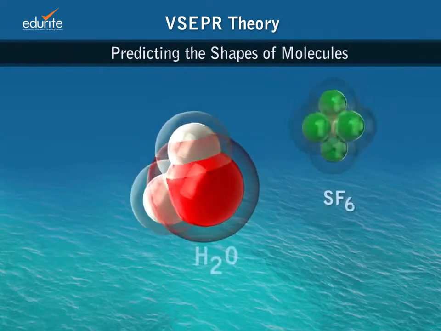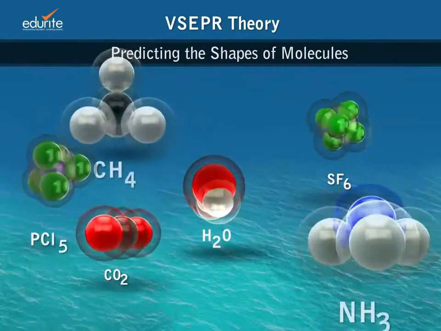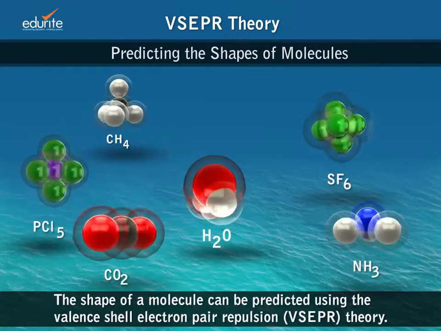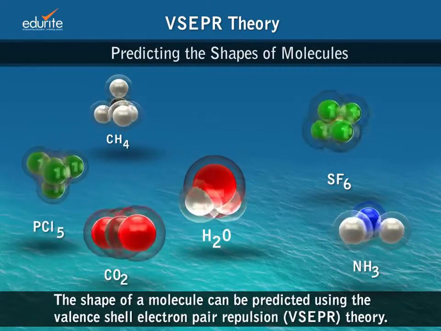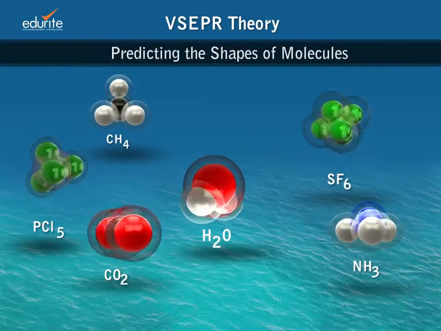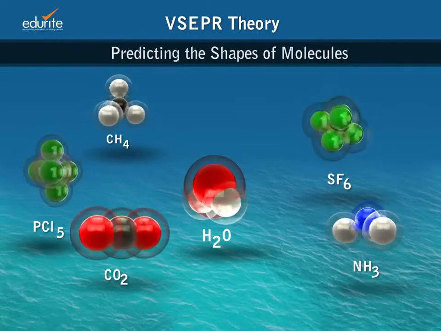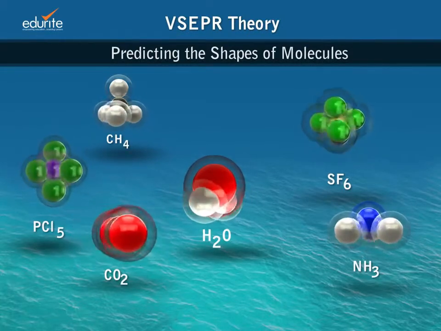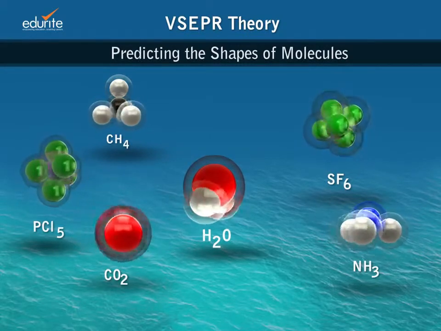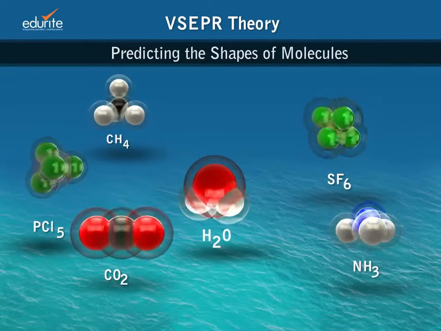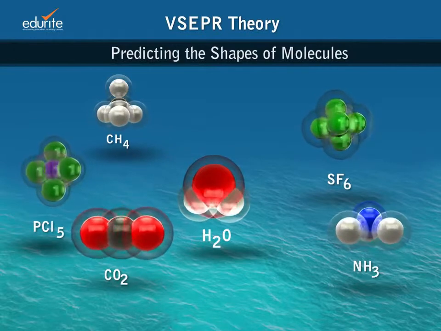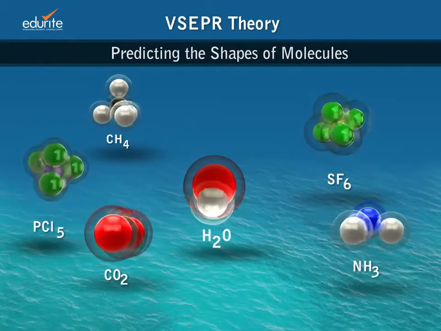Molecules of covalent compounds come in many shapes and sizes. The shape of a molecule can be predicted using the valence shell electron pair repulsion VSEPR theory. The VSEPR theory assumes that the arrangement of valence electron pairs around the central atom in a molecule determines its molecular geometry, that is, the molecular shape. How do we use the valence shell electron pair repulsion theory to predict the shapes of molecules? To understand this, let us first consider the assumptions made by the VSEPR theory.